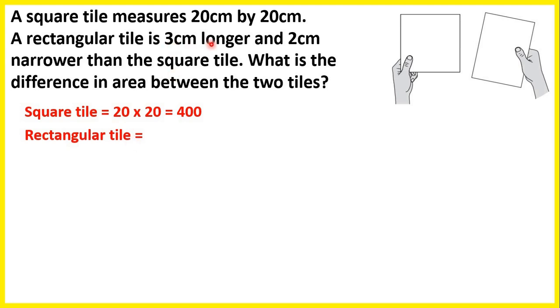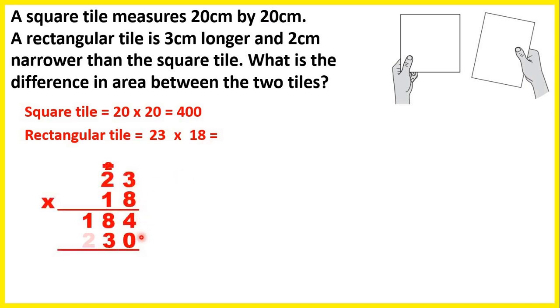So now we need to find the area of a rectangular tile. We know that it's 3 centimeters longer, so 3 centimeters more than 20 is 23, but it's 2 centimeters narrower, so that's 2 centimeters less than 20, because if it's narrower, then it's not as wide. So 2 less than 20 is 18. So we can work out 23 times 18, and that gives us 414. Now we want to know what is the difference, and we find the difference using subtraction. So 414 minus 400 is 14, so that's a difference in area of 14 centimeters squared.